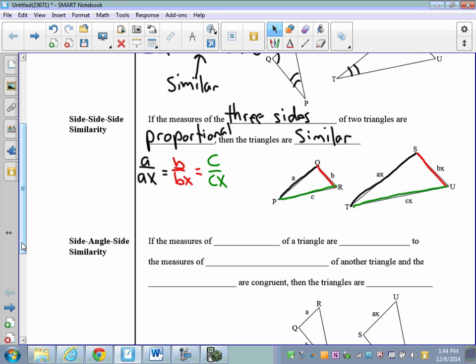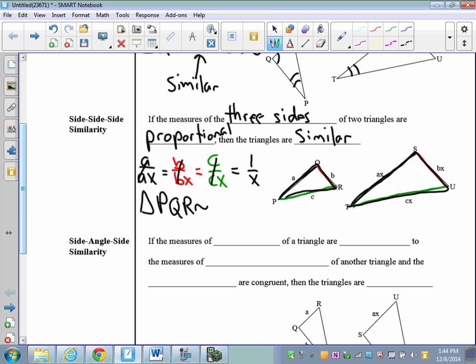Whenever I would simplify this, I could see that I could just get rid of the A's, B's, and C's, and they're all equal to 1 over X. So these would be similar triangles. The sides are in proportion. All 3 fractions simplify to 1 over X. So if I was coming up with a similarity statement, it would be triangle PQR, that's the one that goes A, B, C, is similar to triangle TSU.